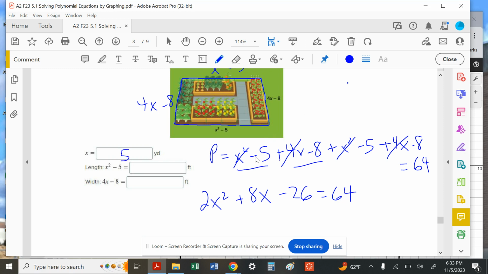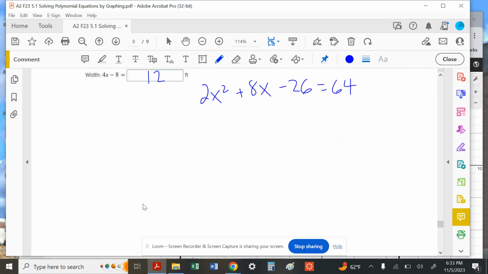And then we're going to plug it into this equation. So 5 times x squared is 25. 25 minus 5 is 20. If I plug a 5 in here, it's 20 minus 8, which is 12. And there are my 2 answers.